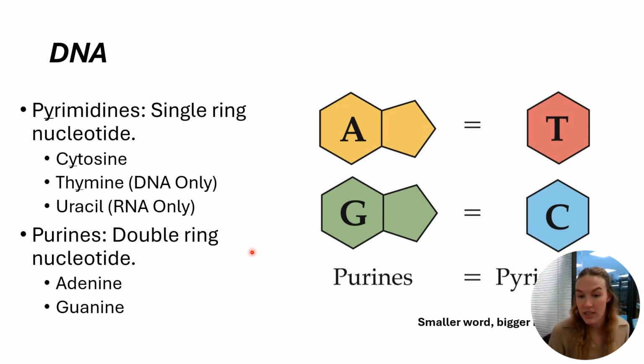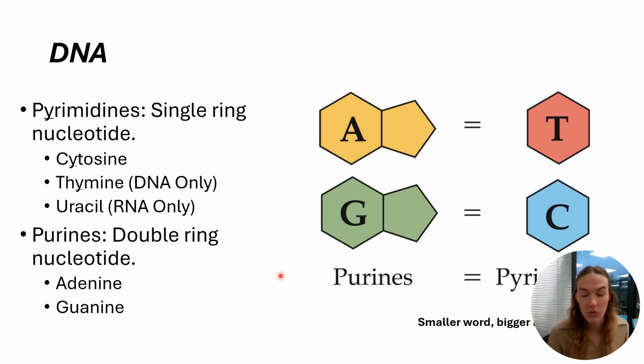Okay, now this should be somewhat new. We're going to actually separate these 4 bases into 2 categories. They are either going to be pyrimidines, which are the single ring nucleotides, which are your T, C's, and U's, or they are going to be purines, which is the double ring nucleotide, which is A and G.